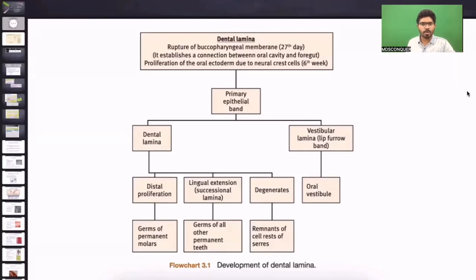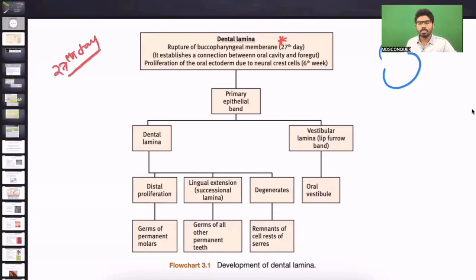So first and foremost thing is formation of dental lamellae. Normally, your oral cavity and your foregut will be like this. This oral cavity and foregut will be separated by a membrane called the buccopharyngeal membrane. At the 27th day, what is going to happen? This buccopharyngeal membrane is going to rupture. So there is a communication formed between the foregut and your oral cavity. So foregut and oral cavity are communicated by the breakdown of the buccopharyngeal membrane at the 27th day. So this is very, very important.